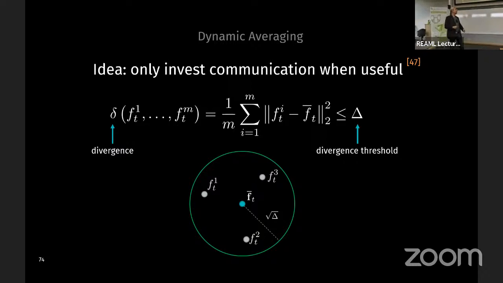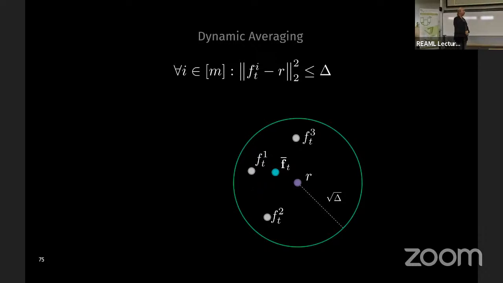The big problem with that is, if I want to compute this equation up there, I need to communicate, which kind of is pointless, right? So we needed to have some local conditions that we can check so that we do not need to communicate. And the local conditions are, we take a reference point, usually the last known average, and we check whether the distance to this point is larger than our threshold. If it is not, we are guaranteed that everything is good. If a local condition is violated, then the global divergence threshold could be crossed, but we need to communicate to find out.